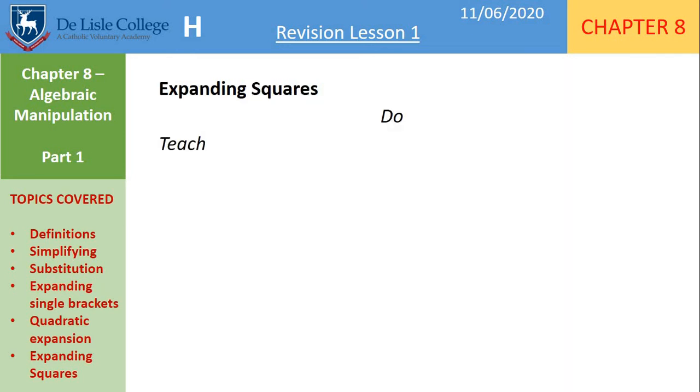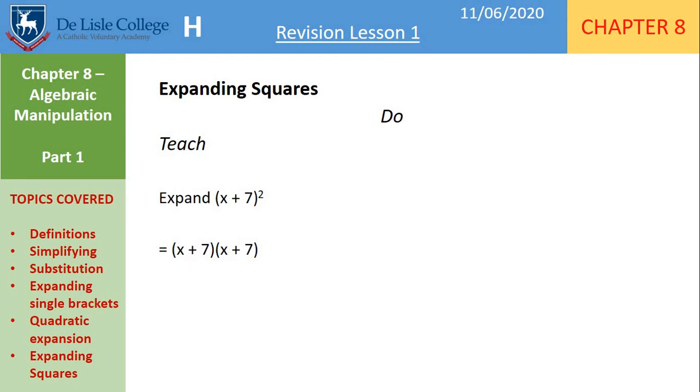Okay, we're going to have a look and a reminder at expanding squares. That is when we have one bracket that is squared. You must write the bracket twice, otherwise you are very likely to make mistakes. If we've got something squared, that is multiplied by itself. So x plus 7 squared means we are doing x plus 7 multiplied by x plus 7.